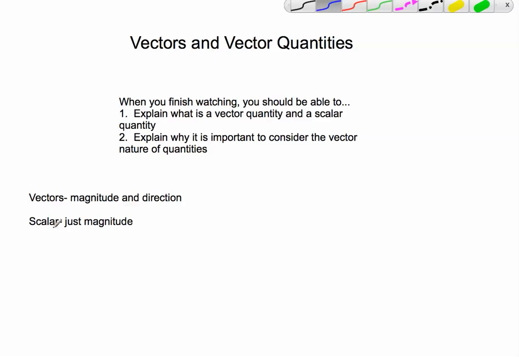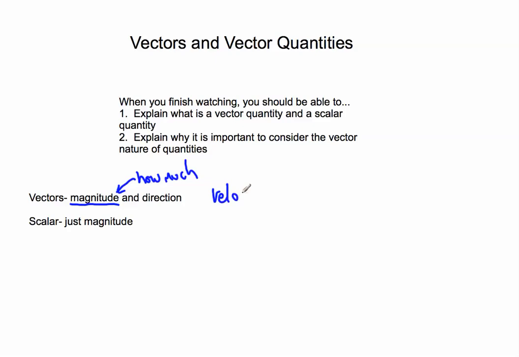Now, vectors are quantities or things that have both magnitude and direction. A magnitude might be a new word for you. Magnitude is simply a measure of how much. An example of a vector quantity is velocity. Velocity is how fast and in what direction. And it's the how fast part, the number of meters per second, that is the magnitude. That's the how much. What is your velocity? How much is the magnitude?